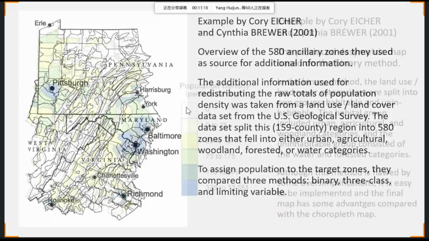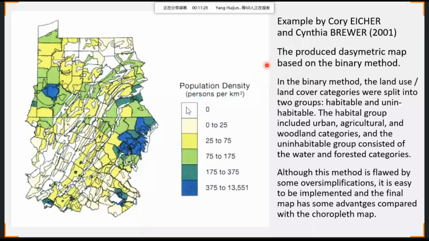They produced a densitometric map based on the binary method. You can see this one here now. In this binary method, the land use land cover categories were split into two groups. Therefore, it's binary. Binary is always just two. Also, the binary code just consists of 0 and 1. And here the two groups are habitable and uninhabitable, because we need more detailed information about the distribution of population.